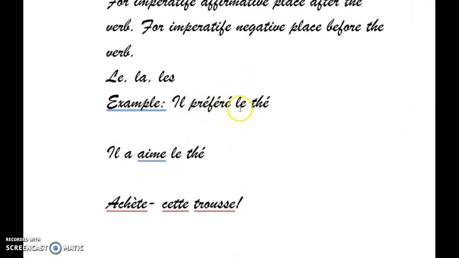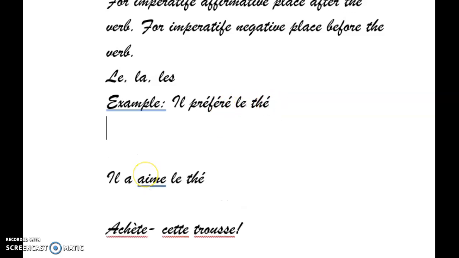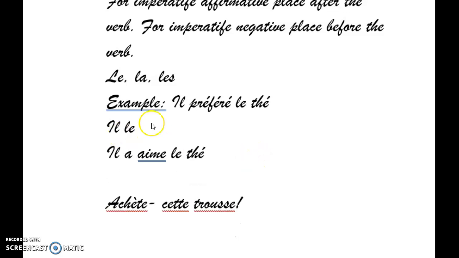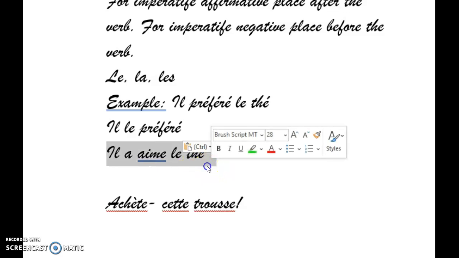So, il préférait l'été. Do not take l' to be a preposition. So, it is connected to the verb without a preposition. How do we write this? We will write it as il, and l'été will be substituted as le, and it will come before the verb, which is préférer. Let us move to the next one.